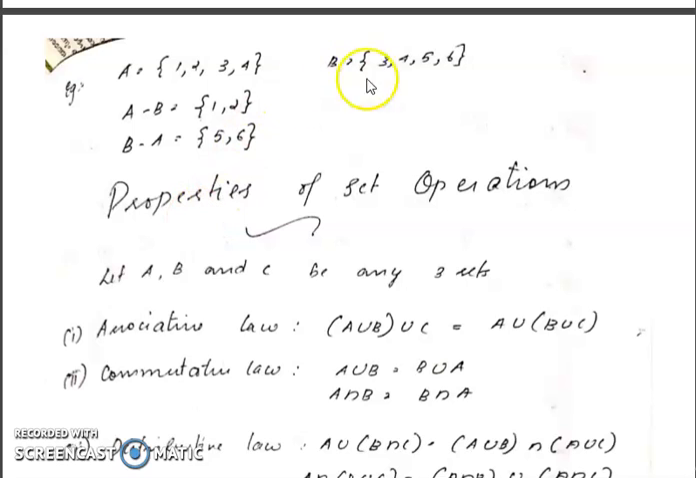Example: A and B are two sets, A is 1, 2, 3, 4 and B is 3, 4, 5, 6. A minus B: from A you subtract B, that is 3, 4. So what remains? 1, 2. Then B minus A: from B you subtract A, that is 1, 2, 3, 4 removed, so 5, 6 is the answer.